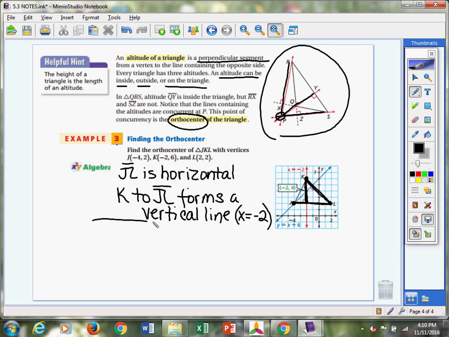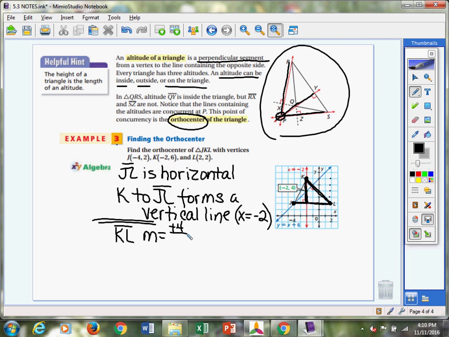Now to do that, I want to figure out the slope of KL. Your book uses the slope formula, y2 minus y1 over x2 minus x1. If you've graphed it, use rise over run. It is so much easier. So if we go up 1, 2, 3, 4, up 4, that's positive 4. If you go up, that's positive.